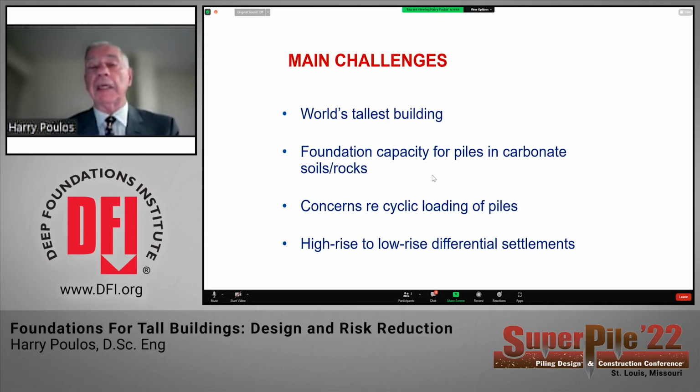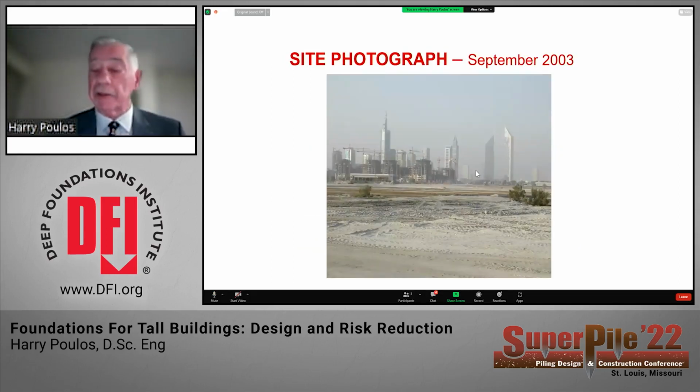We had issues here with the foundation capacity for piles in carbonate soils or rocks, because we were aware from previous experience that you may have less capacity than you might expect with a silica-based series of rocks or soils. And then there was also a concern about the cyclic loading of piles because, again, from previous experience, cyclic loading in these sorts of carbonate materials can lead to a degradation of shaft capacity. And then, as I mentioned earlier, we have the potential, of course, for differential settlements between the high-rise and low-rise parts of the structure. Now, this is what the site looked like in September 2003 when the ground investigation commenced.